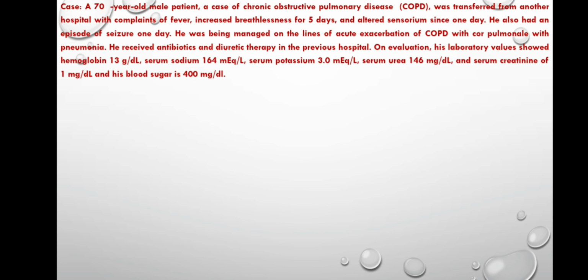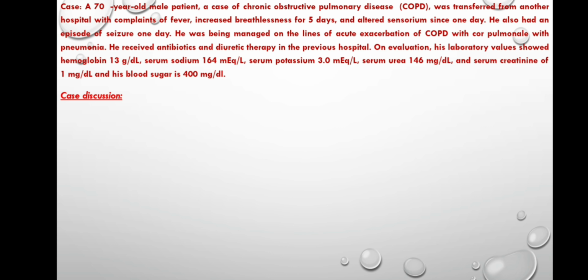Okay, 70-year-old male, again we will tell this case. A 70-year-old male patient, a case of COPD, transferred from another hospital with fever and SOB 5 days ago, and altered mental status. He had an episode of seizure 1 day ago. He was being managed on the lines of acute exacerbation of COPD with carbammonal and pneumonia, received antibiotics and diuretic therapy in the previous hospital. On evaluation, his laboratory values showed hemoglobin 13, sodium 164, potassium 3, urea 146, serum creatinine 1 milligram per deciliter, and blood glucose 400.